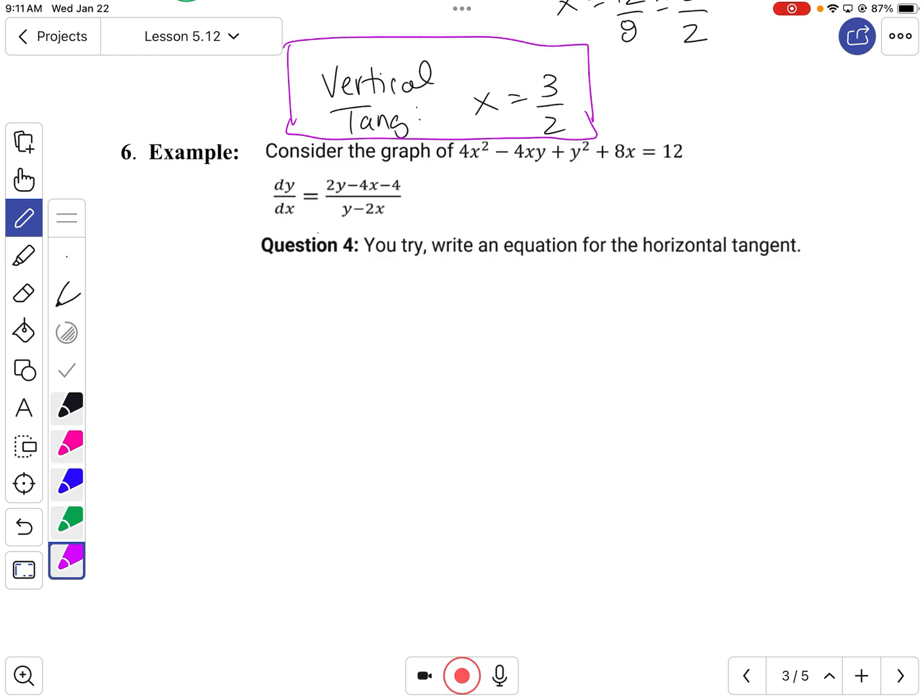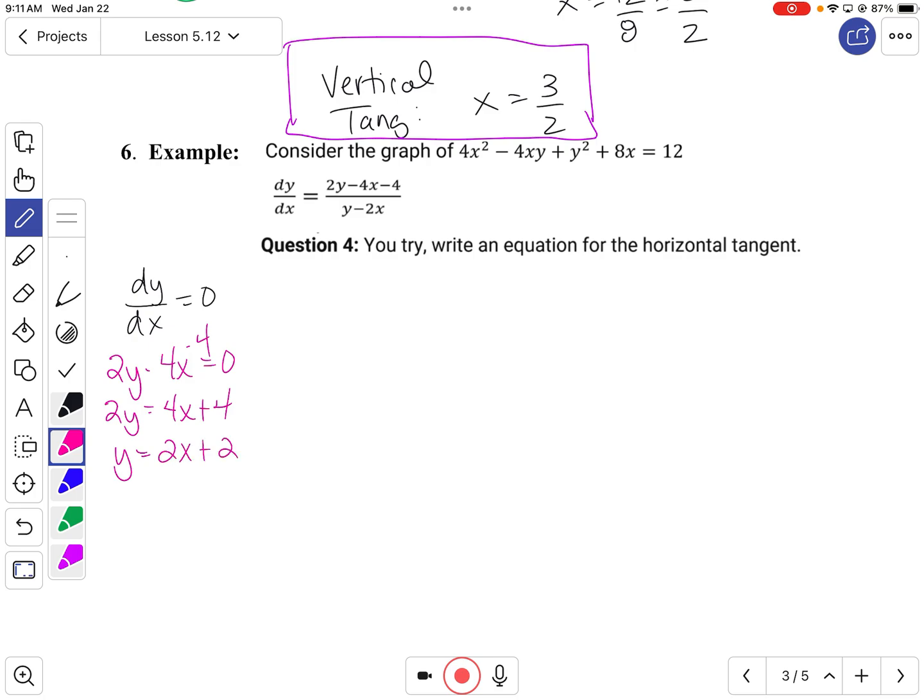Where do we need to start? Let's do that. If we're going to do a horizontal tangent, what has to be true about the derivative? dy/dx has to equal 0. Because dy/dx is a fraction, what part of the fraction has to equal 0? The top. Okay? So I get 2y minus 4x minus 4 is equal to 0. This is going to be one of those things where we got to plug some stuff back in. Let's solve for y. This is going to give me 2y equals 4x plus 4, or y is going to equal 2x plus 2. Okay, do we agree with that?